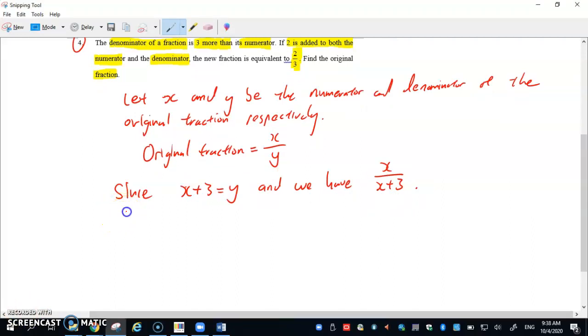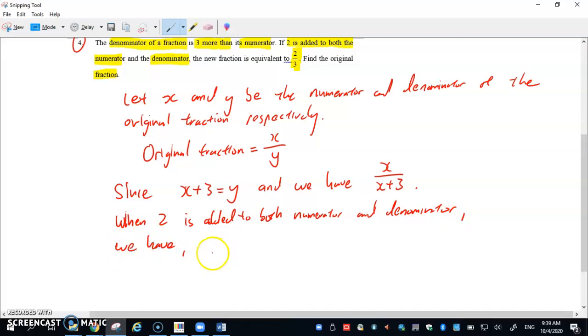Okay, so when 2 is added to both numerator and denominator, we have x plus 2 over x plus 3 plus 2, equals x plus 2 over x plus 5, and that is actually equivalent to 2/3.